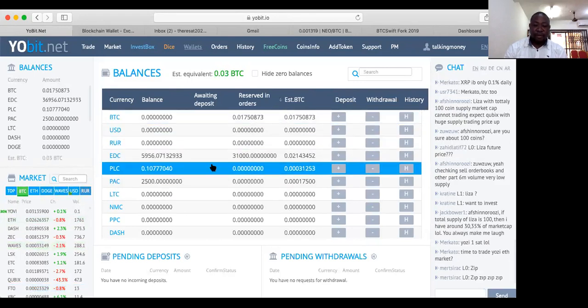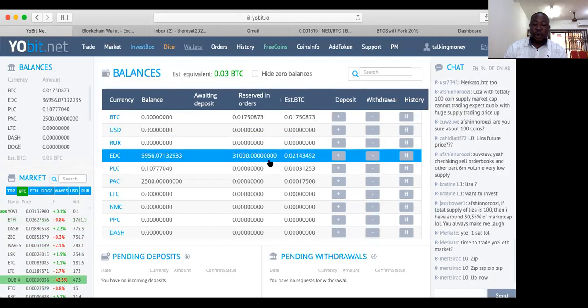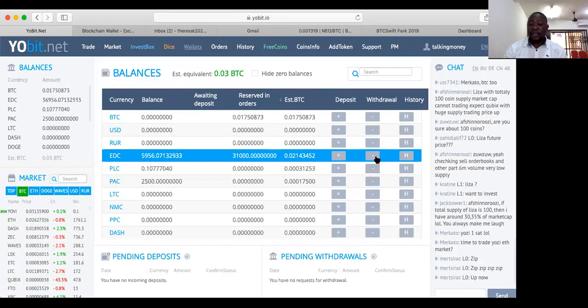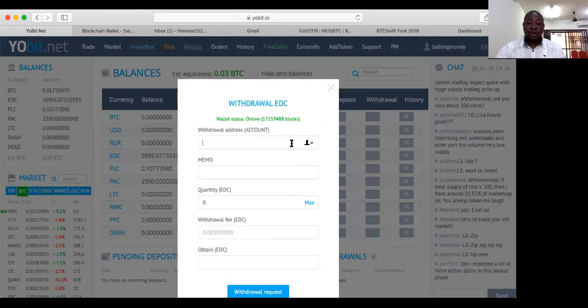EDC here I have about available balance is about 5,956, but total I have there about 31,000 EDC. Let's say I want to withdraw to my blockchain, EDC blockchain. Just click on this negative sign, then it comes up. Then let's say I want to send to my account. The account I want to send to, let's say address PLANBXPRESS one. That's the wallet. Don't write anything on this memo.